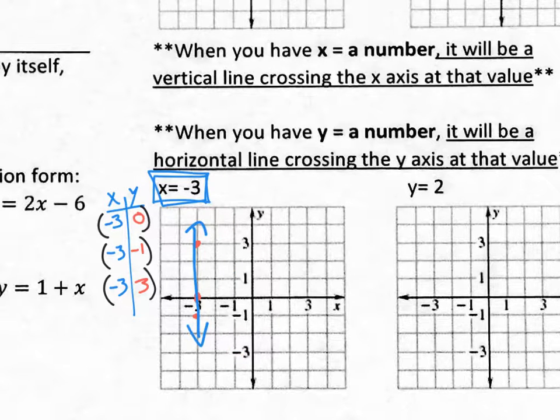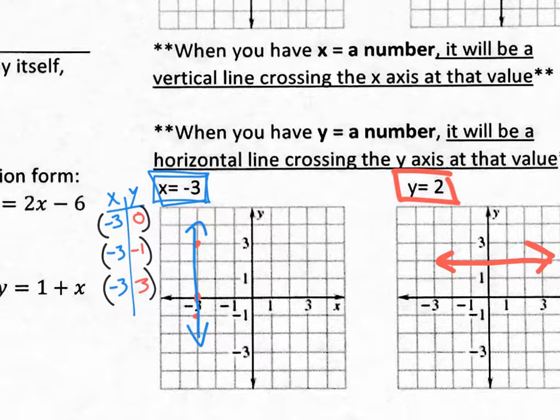Now let's read the other truth right here. When you have y equals a number, it's not going to be a vertical line. It'll be a horizontal line crossing the y-axis at that value. So if I look at y equals 2, I know it's going to be a horizontal line crossing the y-axis at 2. So here's my y-axis. Y points to the sky. I go to the y value of 2 and I draw a horizontal line right through it. So I'm going to draw a horizontal line right through the y value of 2 and I'm done.